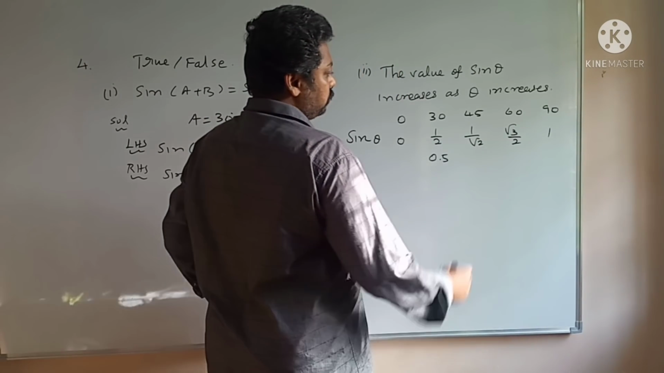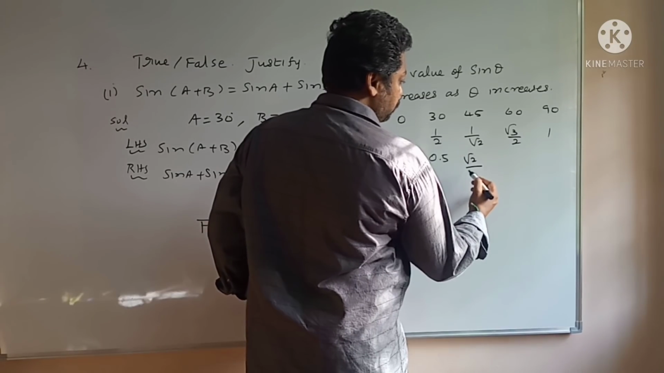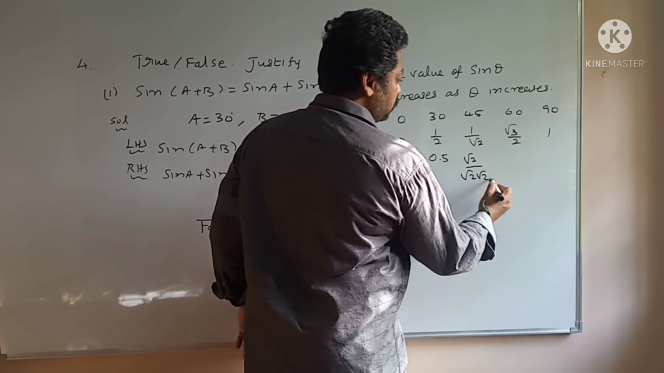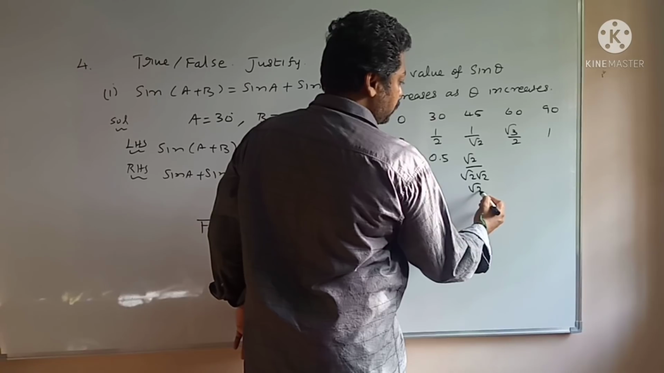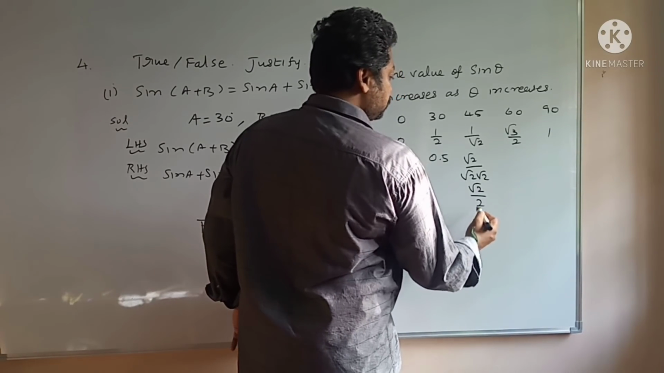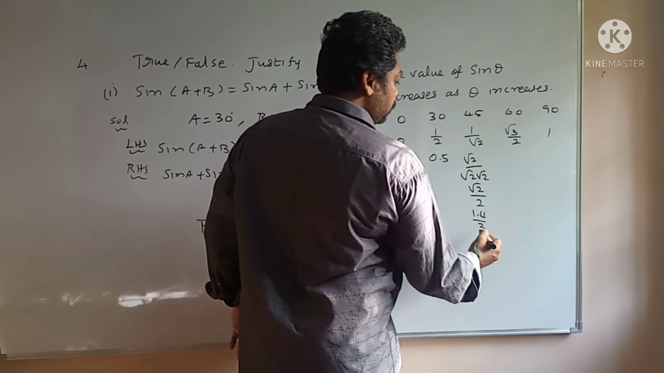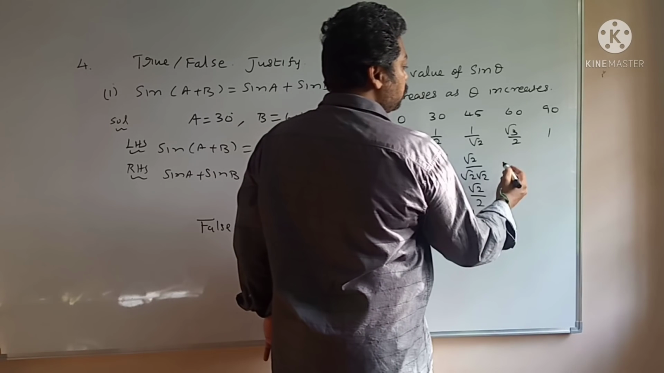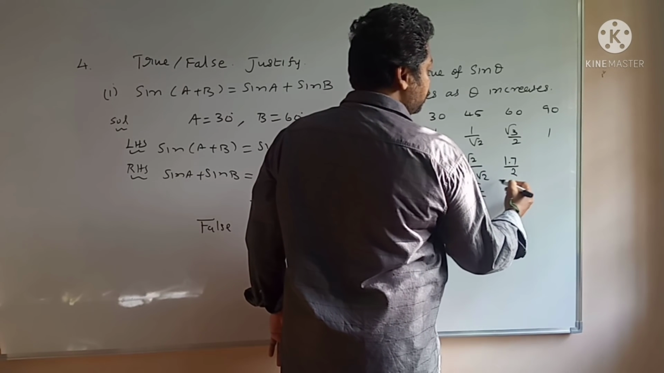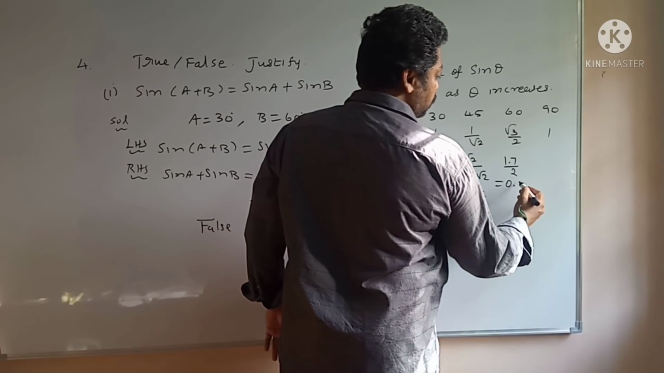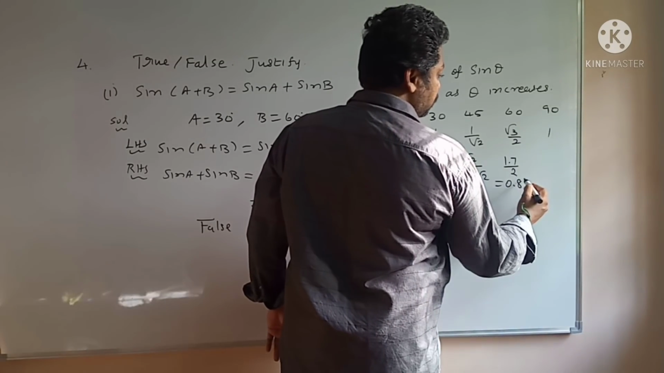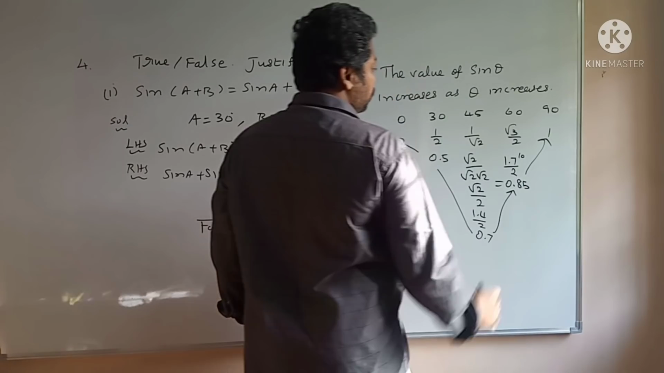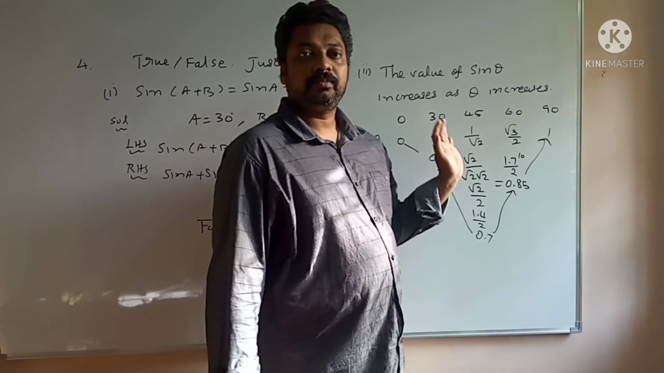So what is 1 by root 2? Okay, we multiply by root 2 in the numerator and multiply root 2 in the denominator. So root 2 by 2. Right? So what is root 2? 1.4 by 2, it is 0.7. Okay. So 0, 0.5, 0.7. Then root 3 by 2. So root 3 by 2 is 1.7 by 2, so about 0.85. So again the value is increased. Then it is 1. So the sine value increases as theta increases.